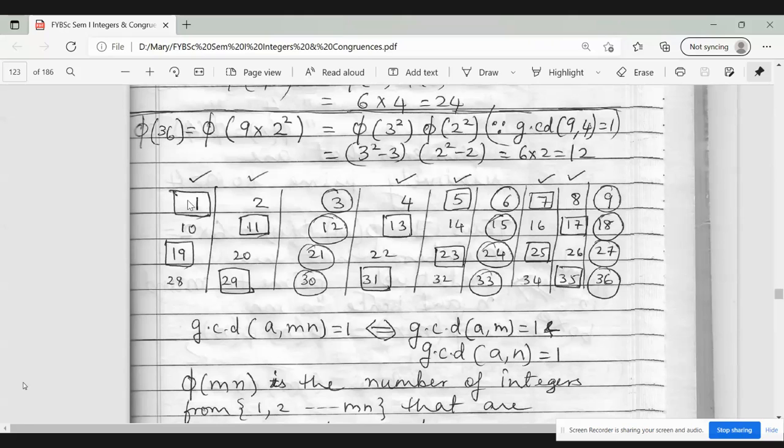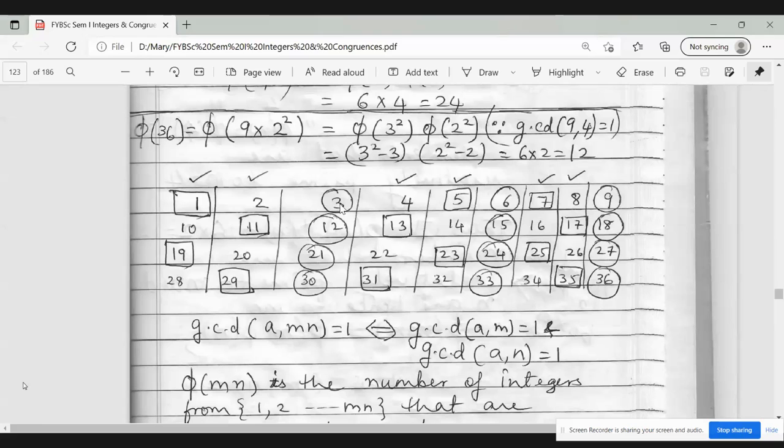Now look at the numbers from 1 to 9. Which are the numbers whose GCD with 9 is 1? Just observe from 1 to 9. GCD of 1 and 9 is 1. GCD of 2 and 9 is 1. So I have tick marked these.